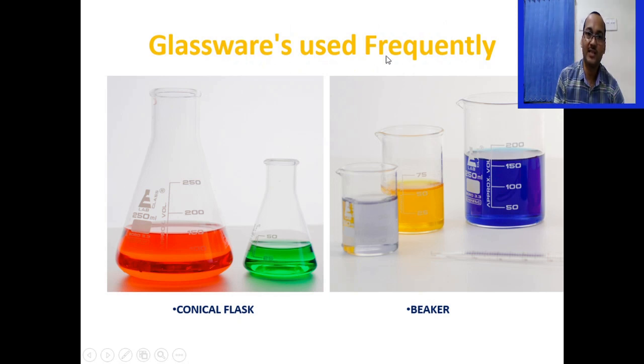So these are the glasswares frequently used inside the chemistry lab. This one is a conical flask. They are of different sizes. Similarly, this one is a beaker. This is called a beaker. You can see the marks. They are of different sizes also.